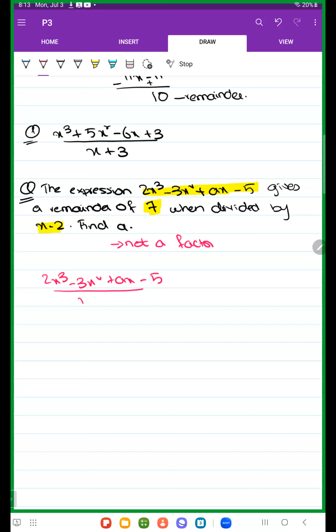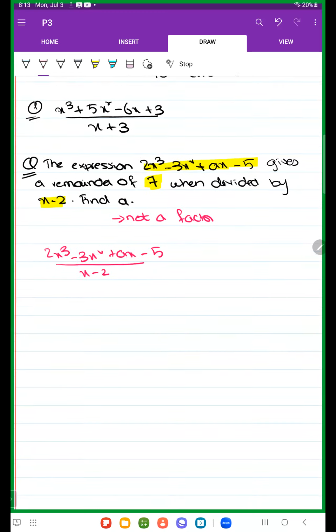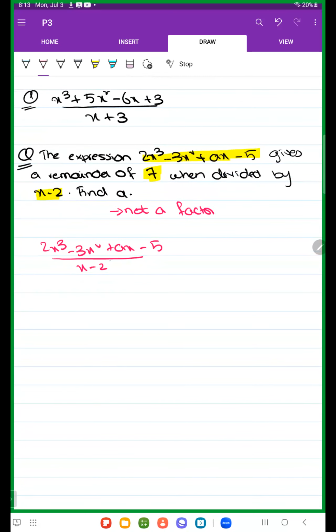by x minus 2, I will get the remainder as 7. So the factor of this, x minus 2, can be written as x is equal to 2. So I can put in x as 2 in my equation, plus 2a minus 5. What will this be equal to? 7. If it would have been a factor, I would have written 0. But right now, when I put this in, it will give me an answer of 7. So when I solve this, I'll find a. You understand? Okay.